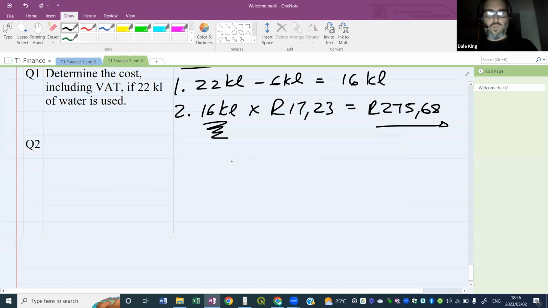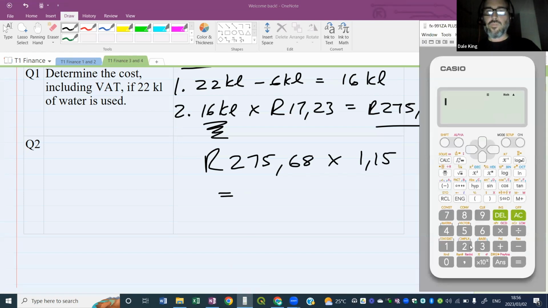But we're not finished yet because we need to work out VAT. So 275.68 times 1.15. Let's see. 275.68 times 1.15 equals 317.03.